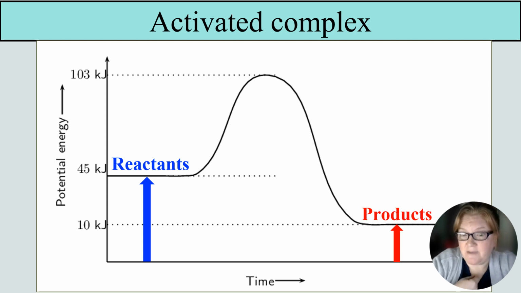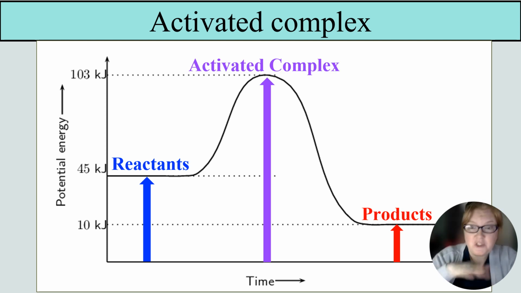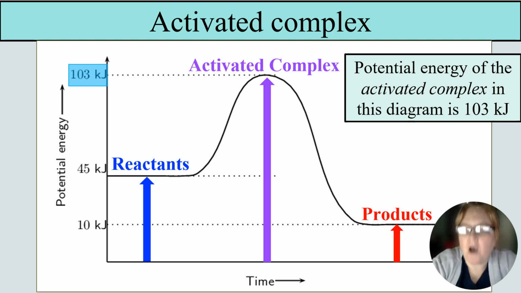What about the activated complex? Well, the activated complex is the tippy top. Okay, so all the way up to there. You start from the bottom and you get all the way to the top. So the potential energy of the activated complex would be 103 kilojoules for this reaction.